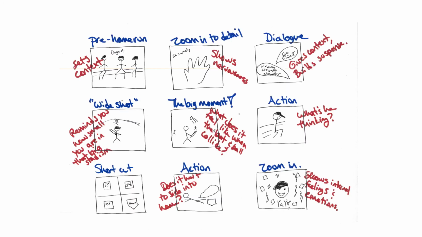So here we go. This is just a little bit of information about what's going on. You want to start off way before the home run. You want to set your context. You want to zoom into details. You want to incorporate your dialogue and build suspense. You can also pull back and get a wide shot. When you describe the big moment, that home run, think about what it felt like when the bat and the ball collided, and talk about that.